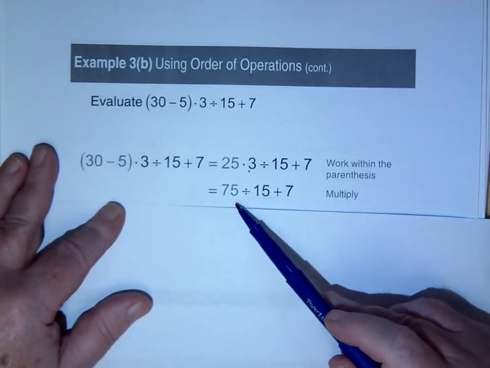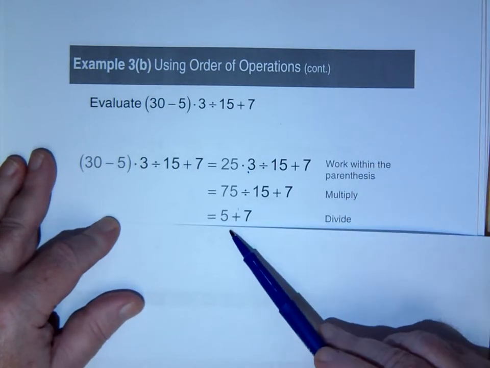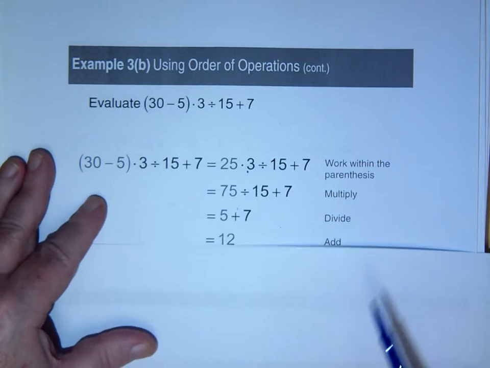Then we multiply, then we divide. So we'll have 75 divided by 15 is 5, plus 7 is 12.